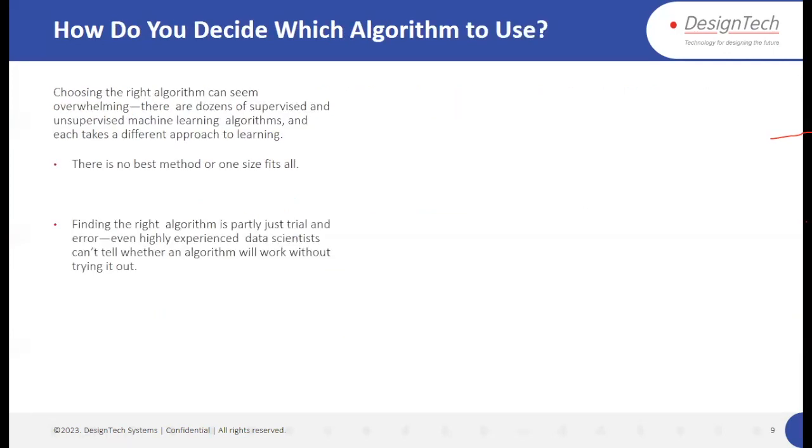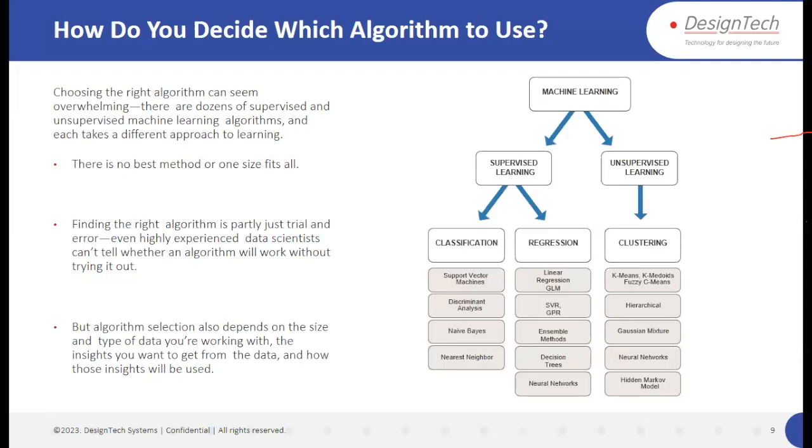Now the question is, how do you decide which algorithm will be used for your machine learning models? There are dozens of algorithms available. If we talk about supervised learning or unsupervised learning, under supervised we have two categories, classification and regression. Under classification we also have various algorithms available: support vector machine, discriminant analysis, nearest neighbor, and many more.